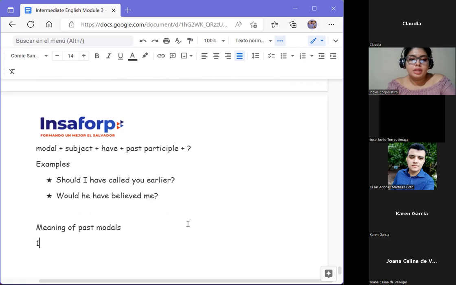We have the first one, and it is could have plus past participle. This one means something was possible in the past, or there was a probability, but it didn't happen. So it's talking about something that was possible in the past, but at the end, it didn't happen. It's something that maybe could happen, but no.